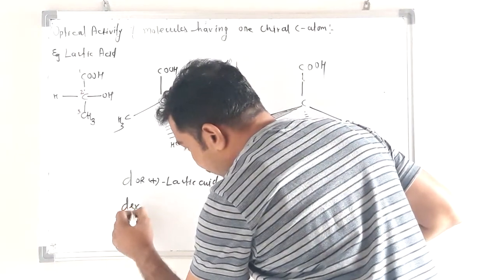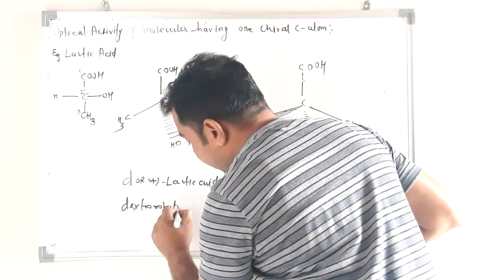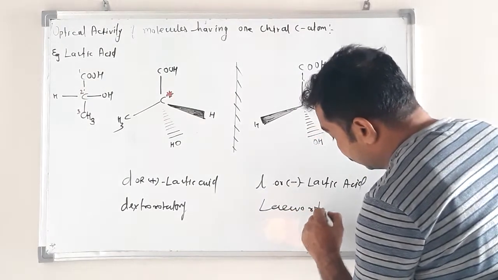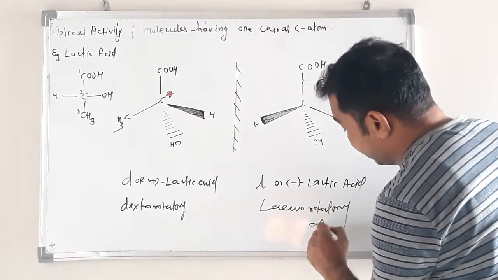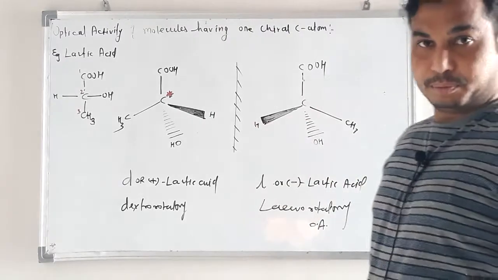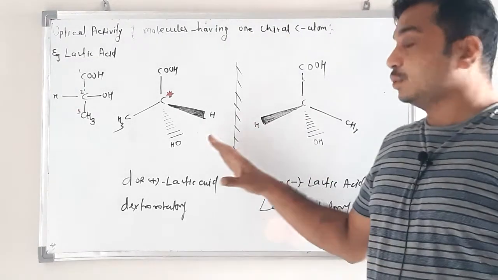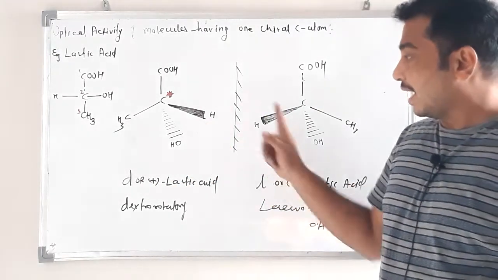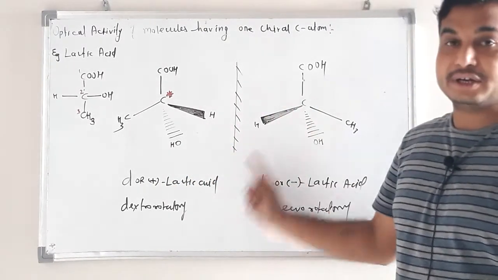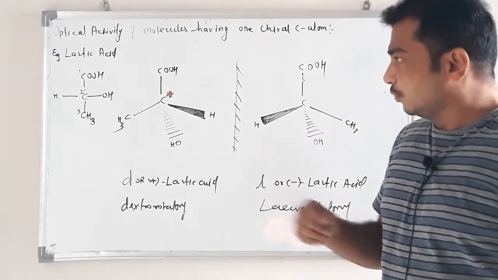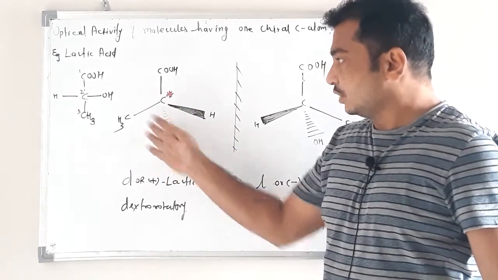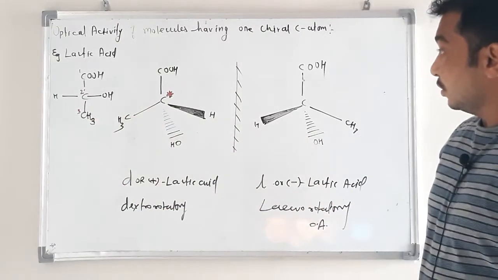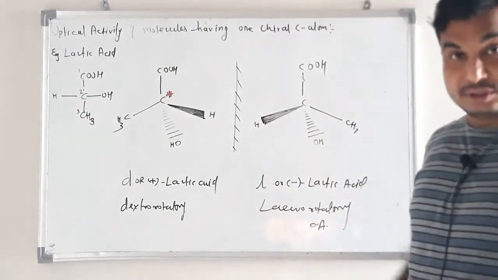One is dextrorotatory, optically active, and the other is levorotatory, optically active. Both are optically active because both have the ability to rotate the plane of PPL toward the right side and left side. Therefore both isomers of lactic acid are optically active. Instead of this, we can draw this structure. This is the Fischer projection formula. Very simple.